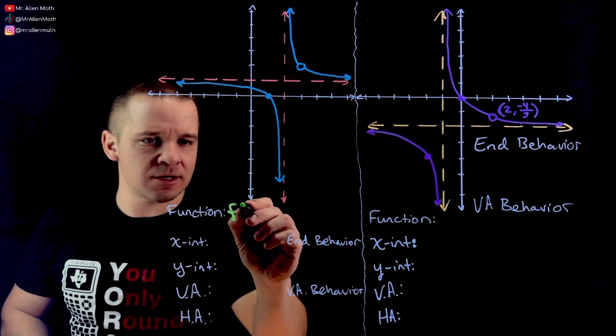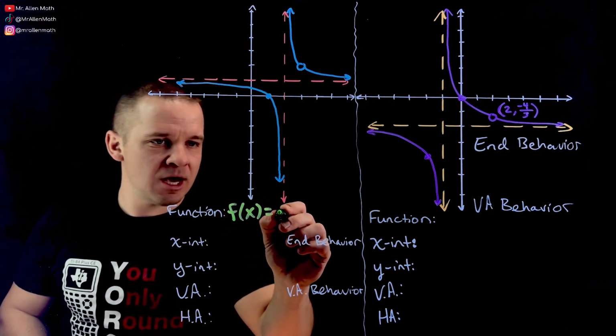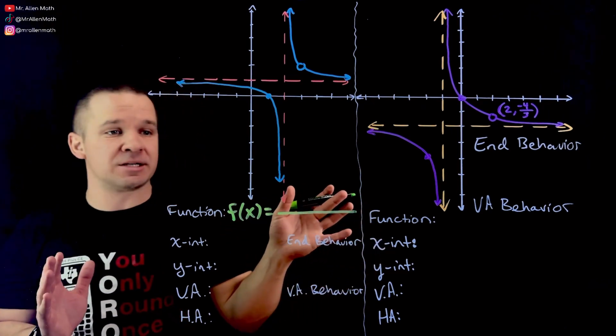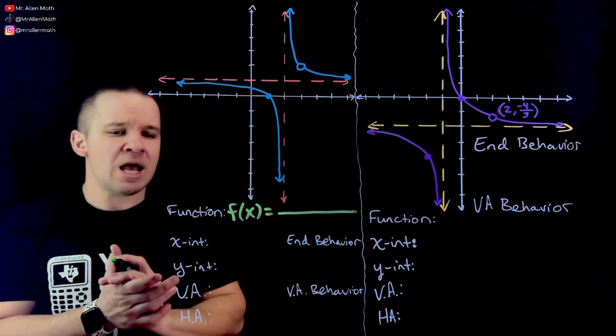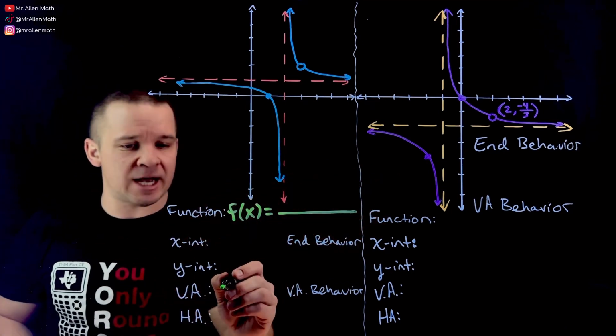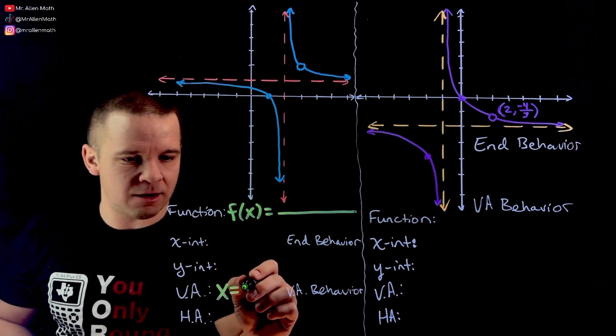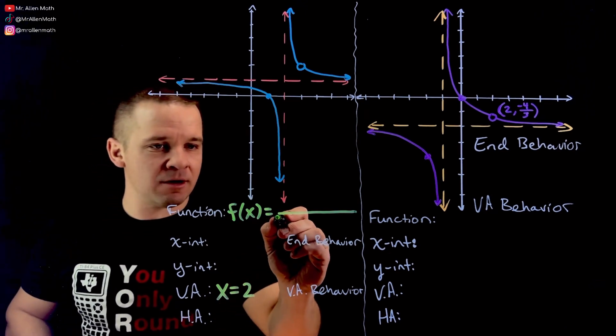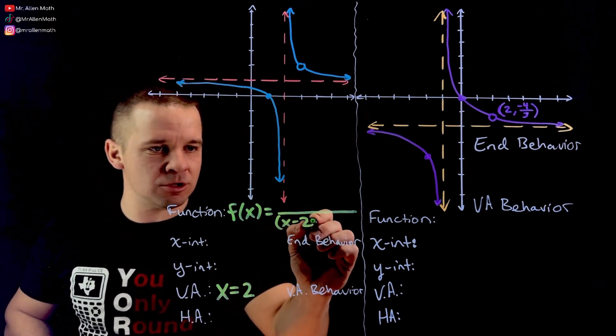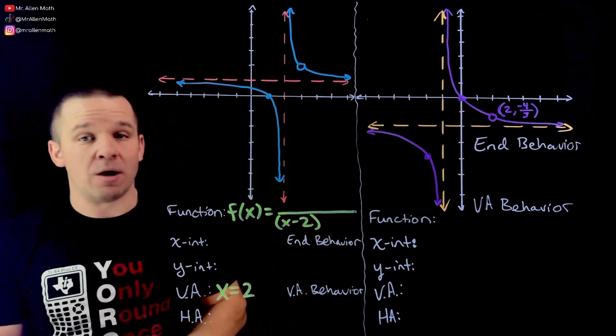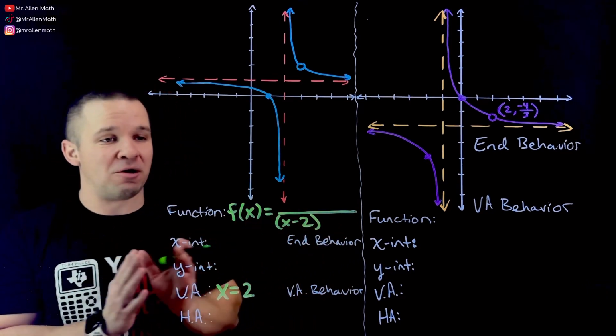We'll call it f of x. So f of x equals, and I'm going to start a fraction here. I'm not sure how big it's going to need to be, but I'll just give myself some room. And let's see here. My vertical asymptote was x equals 2. Might as well jot that down here. Then in my denominator, it's going to be x minus 2. Nice. All right, we're starting. We got the start going, right?